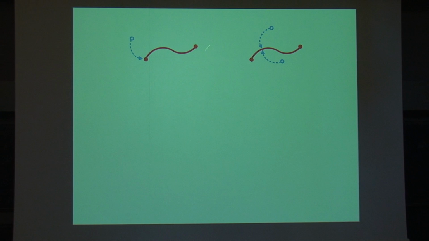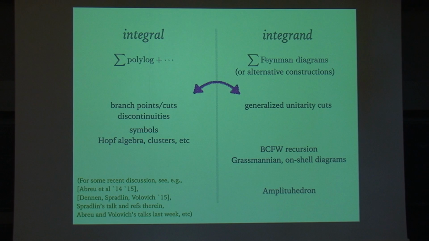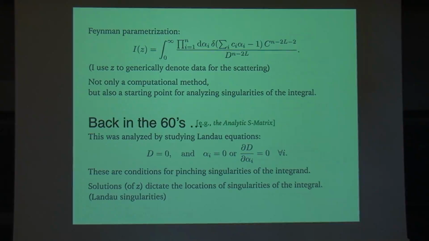For example, here I use these red lines to denote the integration contour, and the blue dot denotes the singularity of the integrand. And then the equation just describes basically when these different singular points pinch. When it pinches, the contour cannot be deformed, and generically it means that we have to have a singularity developed in the integral, and that's basically the solution for the external data that specify these locations.